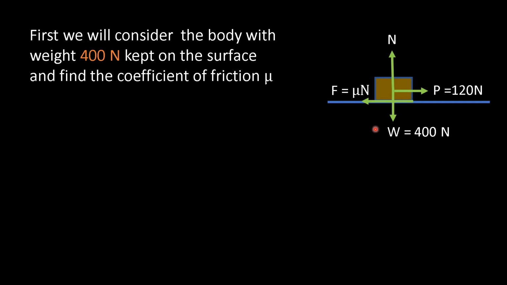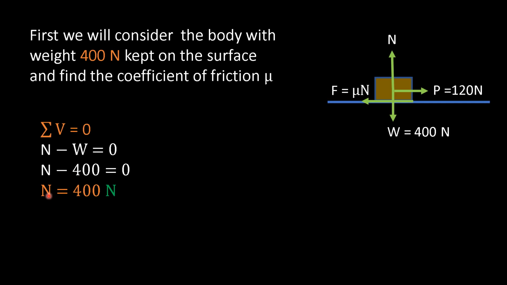In equilibrium, we have sum of vertical forces equals 0. That is, N minus W equals 0. N is upwards, so it is positive. W is downwards, so it is negative. N minus 400 equals 0. N equals 400 Newton, which is the normal reaction N.